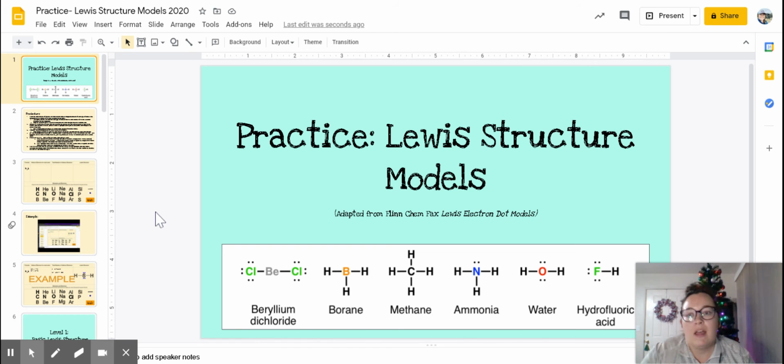Okay, guys, what I'm going to do today for you is model one of these practice problems for our Lewis structures. I'm going to show you on my screen, that way you have an example to follow and you can work on the rest of these on your own.